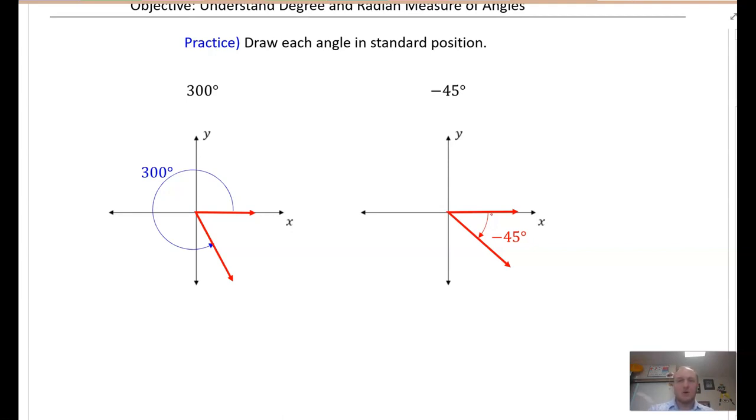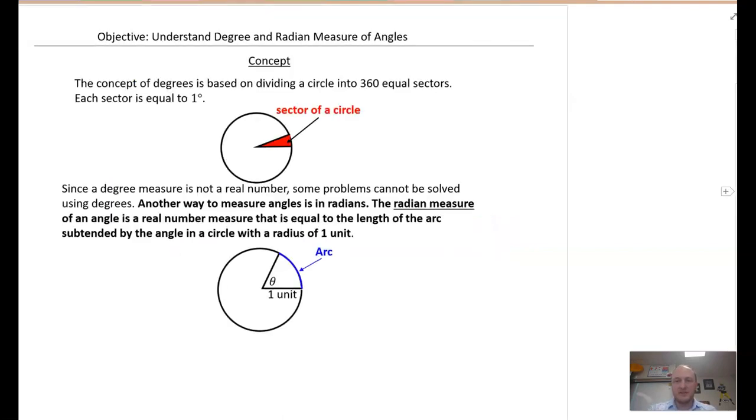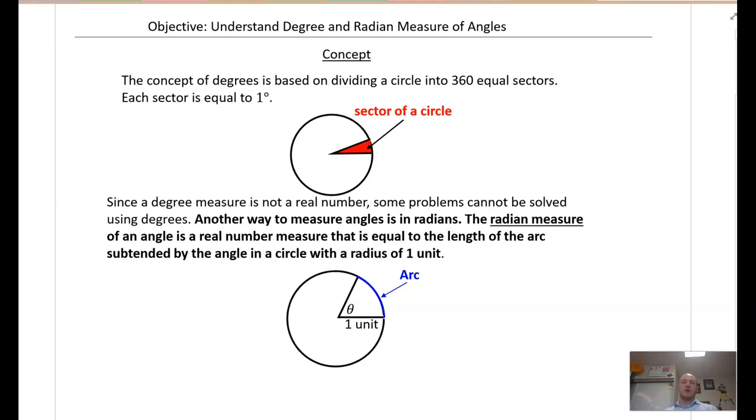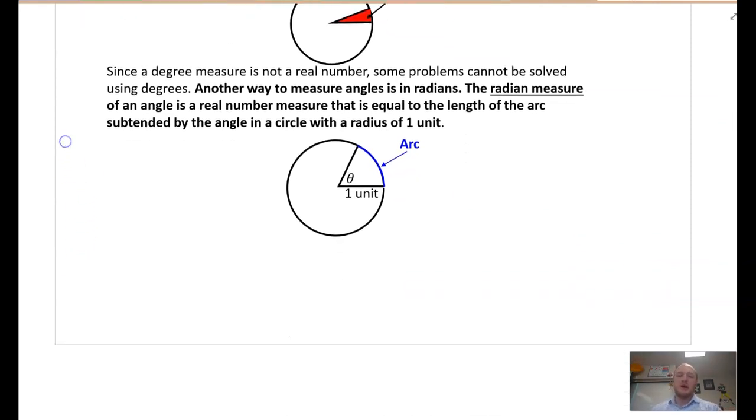All right, so we've been talking about degrees. I want to go ahead and introduce radians. So the idea of a degree is based upon dividing the circle into 360 equal sectors, where each sector is 1 degree. Now, there's a problem. Degrees are not a real number, meaning I can't insert them into equations and compute with them. So what we are going to do is introduce this idea of a radian measure.